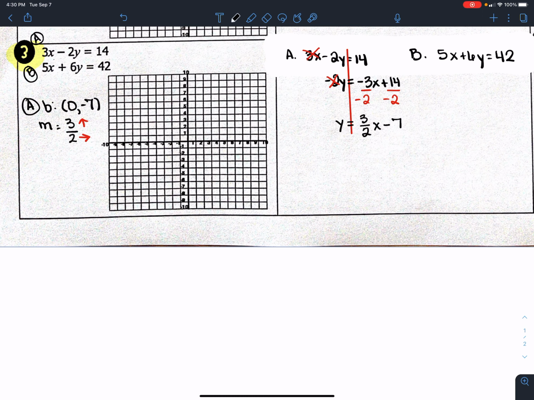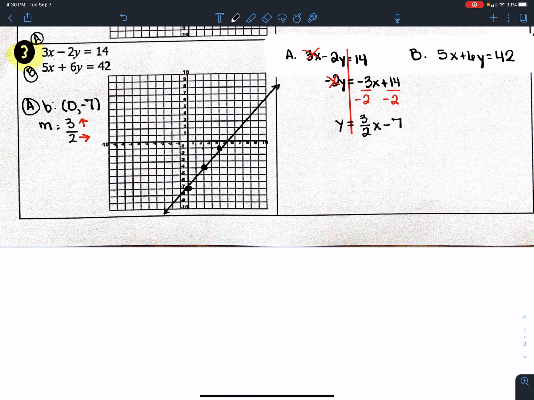Okay, let's go ahead and graph that one. 0, negative 7. Going up 3, 1, 2, 3, right 2. From that point, we're going to go up 3, right 2. Then we're going to go ahead and draw our graph, right? All the way through the coordinate plane. Okay. All right, now what we've got to do is equation B. And I'm going to try to get that a little straighter on that line.